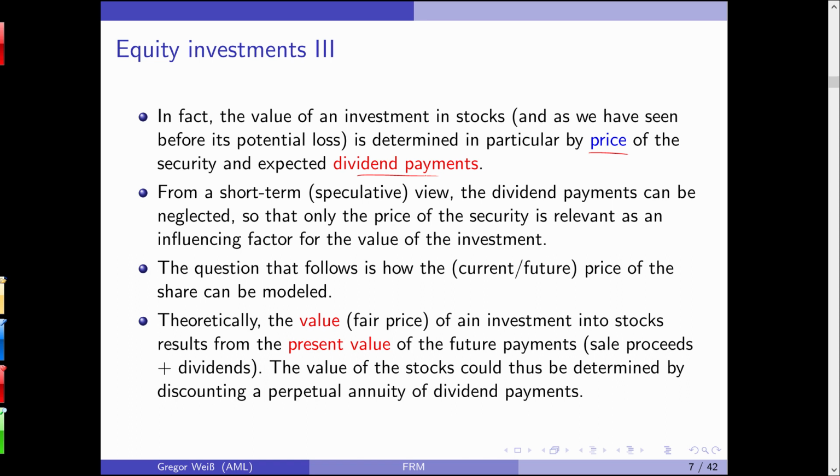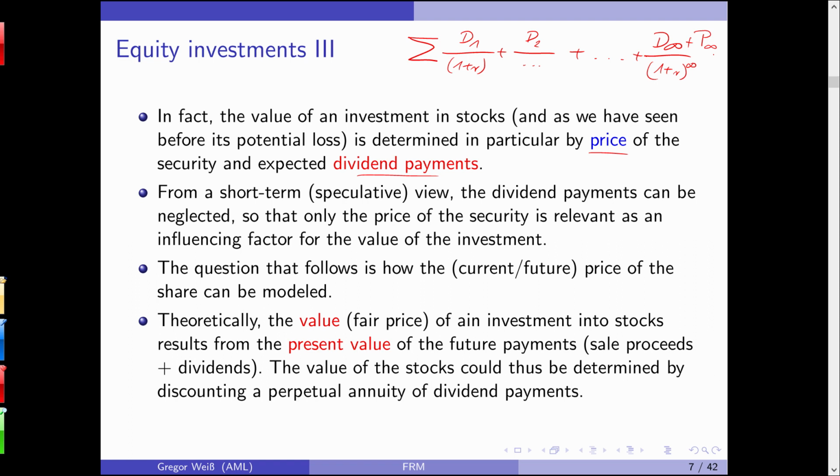Theoretically, the fair price, the value of an investment into stocks, results from the present value of all future payments, and that is quite simple. You simply take the sum of the discounted dividends, D1, D2, and so on, up to D infinity, all discounted, and of course here you also have the resale price at the end.